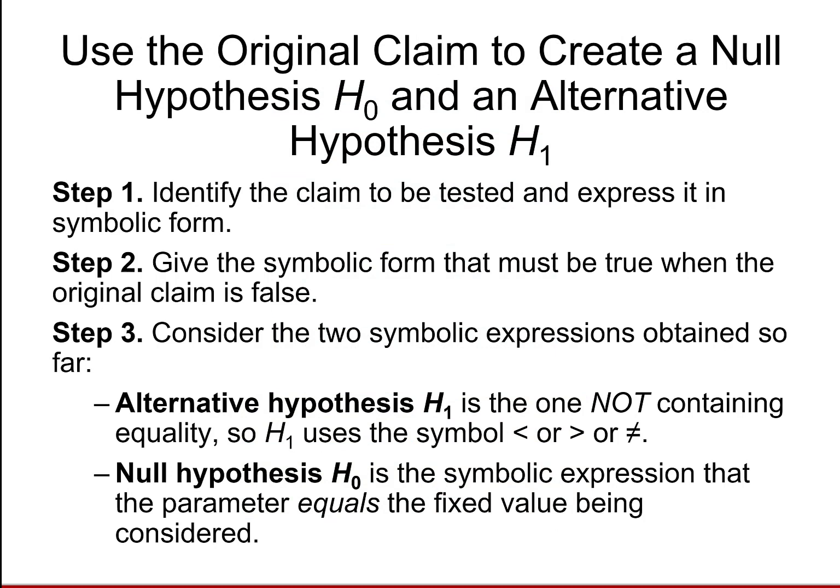So step number 1, you want to identify the claim to be tested and express it symbolically. In step 2, give the symbolic form that must be true when the original statement or original claim is false. Then consider the 2 symbolic expressions obtained so far. The alternative is the one that doesn't contain equality. It's going to have either less than or greater than or not equal to. The null is always going to be a symbolic expression that the parameter equals some fixed value.